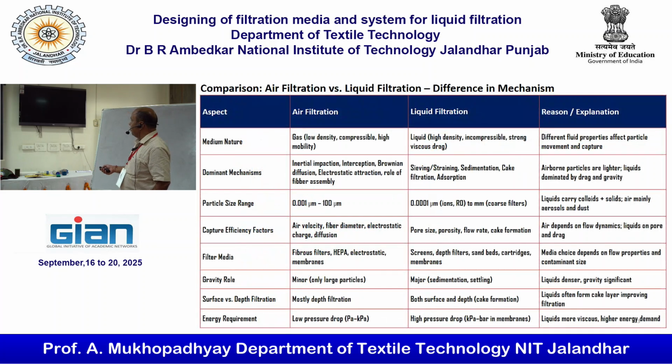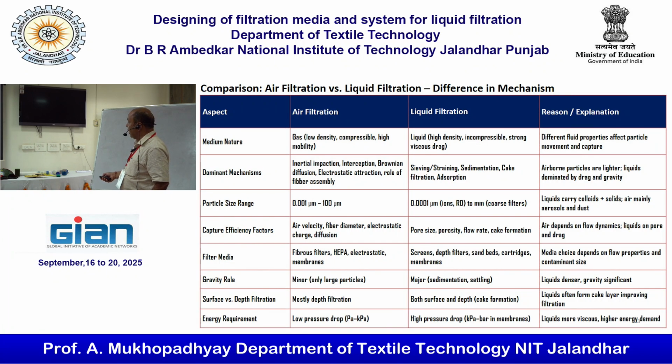Now again, if you see the comparison in terms of difference in mechanism: in gas filtration, low density, compressible, high mobility; in liquid filtration, high density, incompressible and strong viscous drag. Different liquid properties affect particle movement and capture. So this is a very important comparison between air filtration and liquid filtration, because the mechanism will be very different whenever I talk about liquid filtration and air filtration. If you see here, the particle size range is 0.001 micron, very low size of particle, to 100 micron particles.